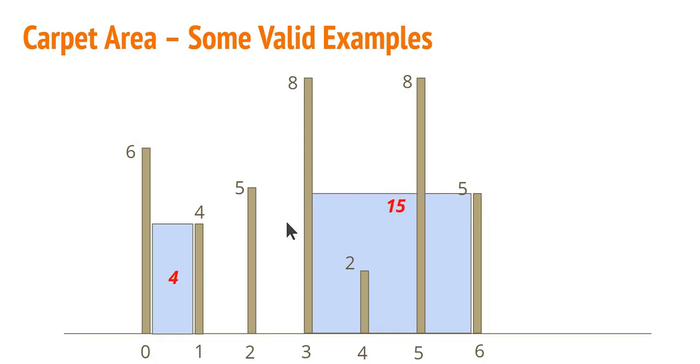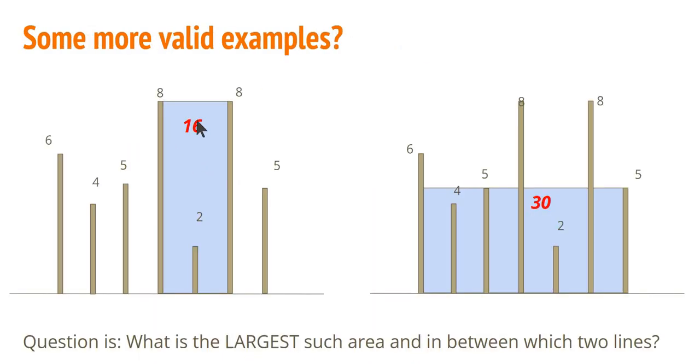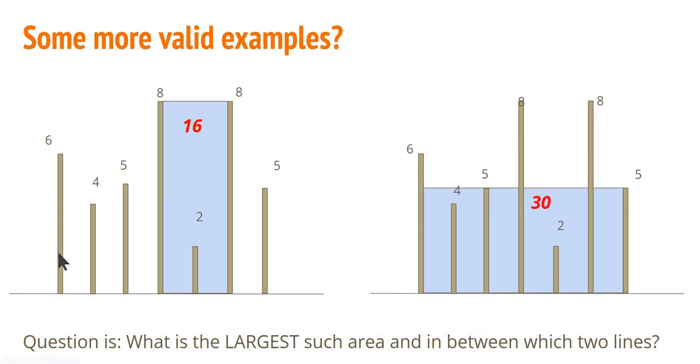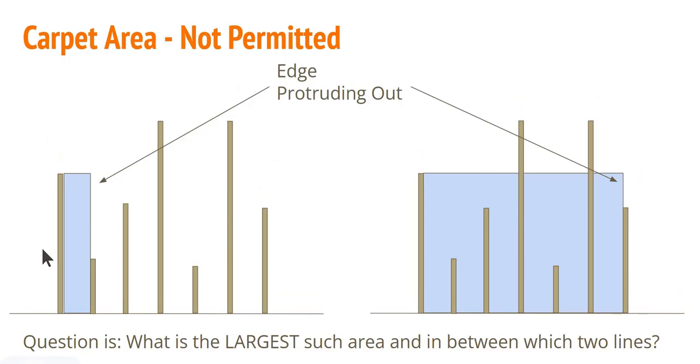So basically, I look at any two lines and I see what's the largest carpet that I can fit. Let's take a few more examples. For example, here I can put a 16 unit carpet between these two. I can put a 30 between, let's say, 5 and 6. The reason I'm having to put it this way is because anywhere the edge protrudes out would be seen as invalid. So for example, between these two lines, remember this was 6 and 4. I mean, these diagrams are not to scale, but you get the idea. So 6 and 4, or maybe 6 and 2, whatever.